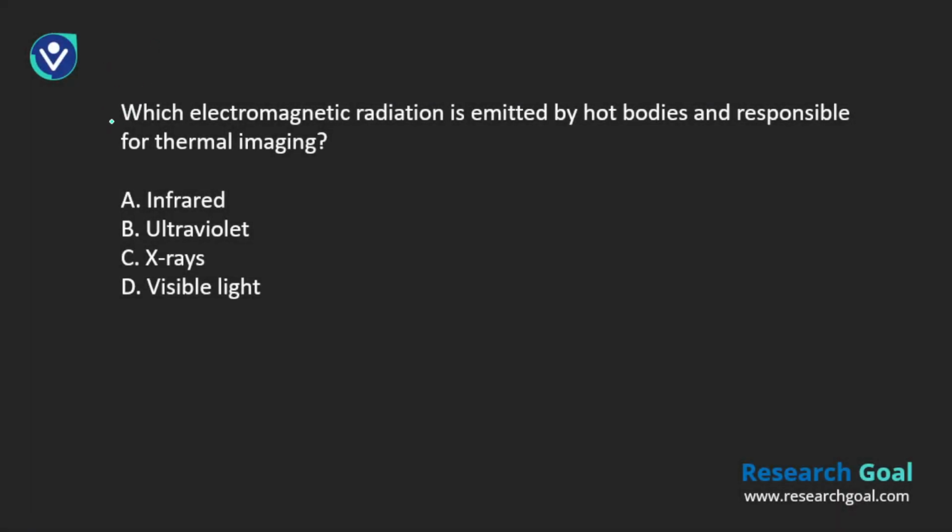Very common question, very easy to answer question. Which electromagnetic radiation is emitted by hot bodies and responsible for thermal imaging? A, infrared. B, ultraviolet. C, X-rays. D, visible light. Select your option. I'm going to give you the answer directly. The answer for this one is infrared.